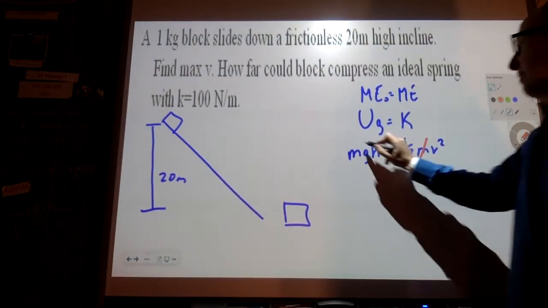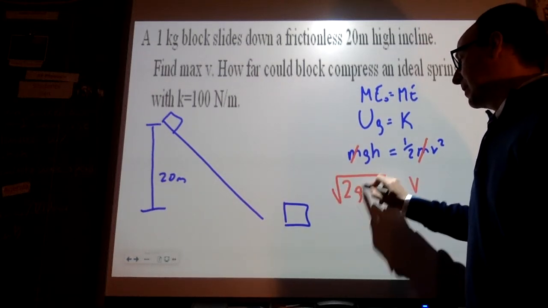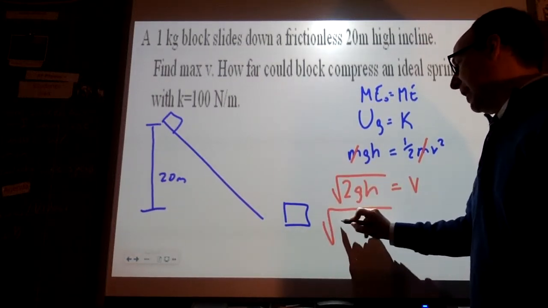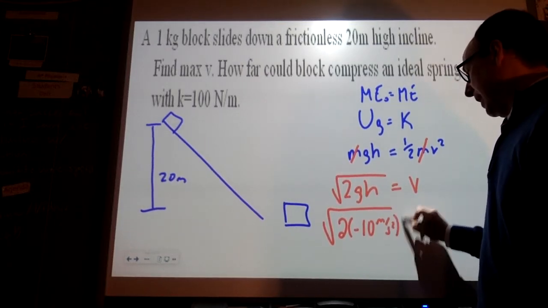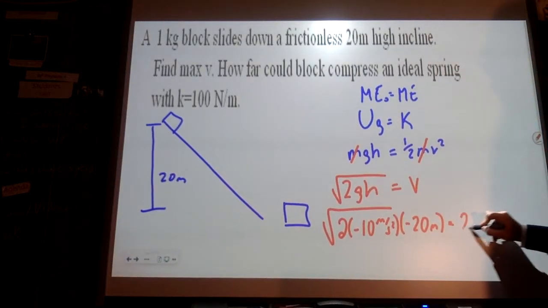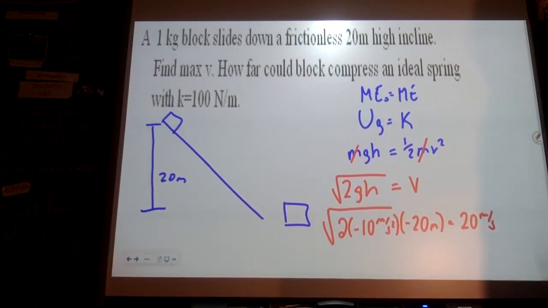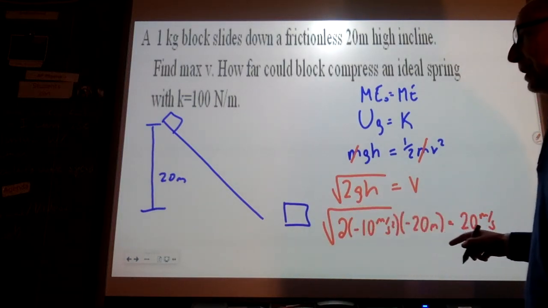When it's at the bottom, it's going to have all kinetic energy. As usual, I can make the masses go away, and I can see that my velocity is going to be the square root of 2 times -10 times -20, which is going to be plus or minus 20 meters per second. Our block's going to slide down, and now it's going to compress a spring.